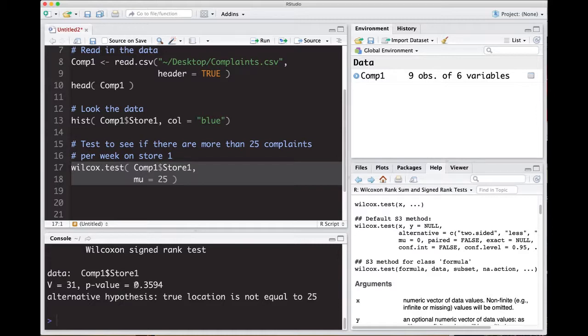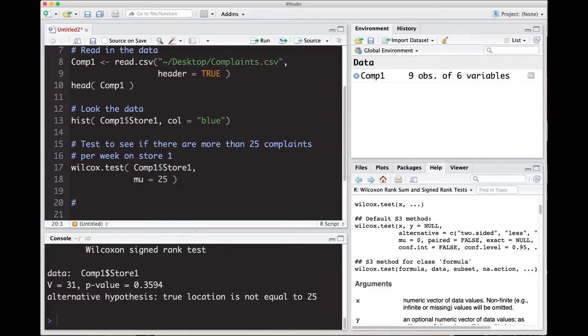Notice we have a p-value of 0.3594. So we would not reject it in this case. We would say that the mean can't be determined to be different than 25 based off of our data. Even though there's so much spread in it, we still can't say the mean is not 25, which is pretty amazing. That also means that this thing has really low power, but don't worry about that right now.